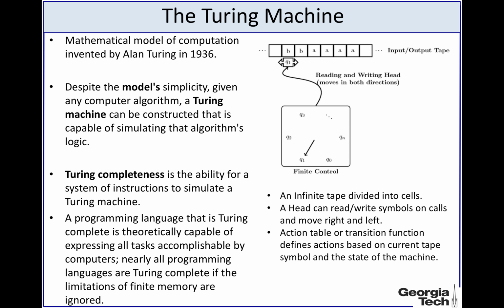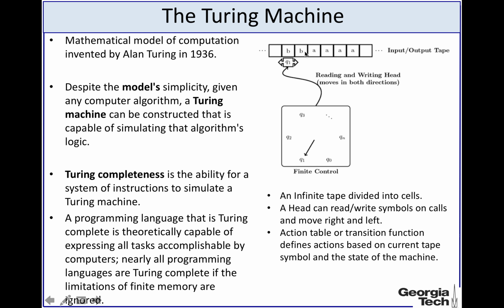Alright, so let's get started with a very brief description of the Turing machine. So Turing machine is one of the most celebrated concepts in computer science, computer engineering. Essentially this is an abstract mathematical model of computation that was invented by Alan Turing in 1936, and the idea is simple. So it's shown with this picture on the right.